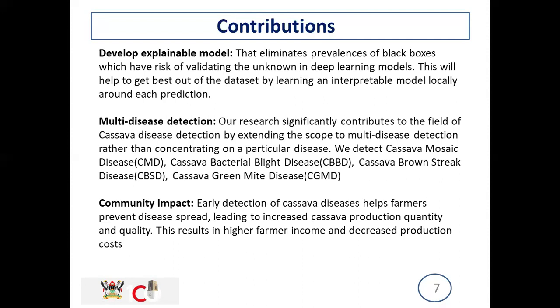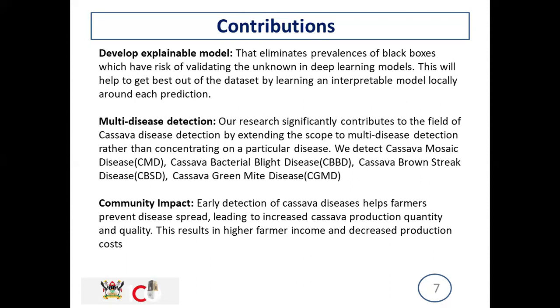Then multi-disease detection: it helps in identifying multiple diseases, not only focusing on one disease. We can focus on one crop, but then you talk of all the diseases that could possibly attack that crop. In our case, it was cassava. So it can not only detect, let's say, cassava mosaic, but also other diseases, and then it explains them and how you can prevent them. And then community impact.